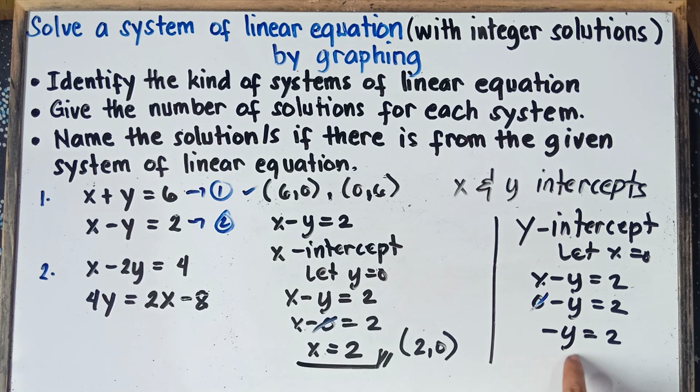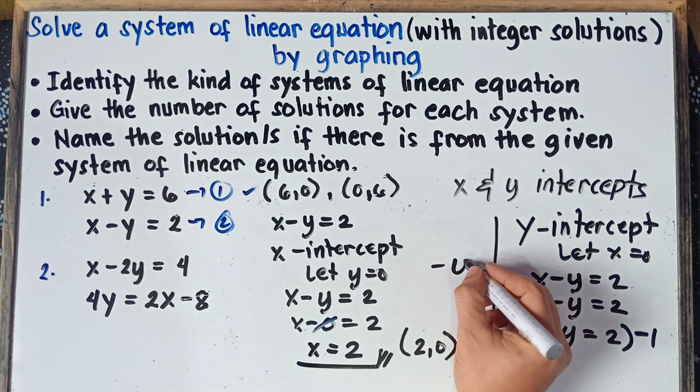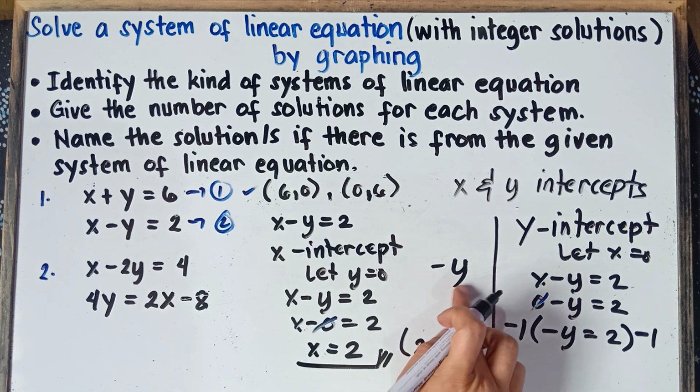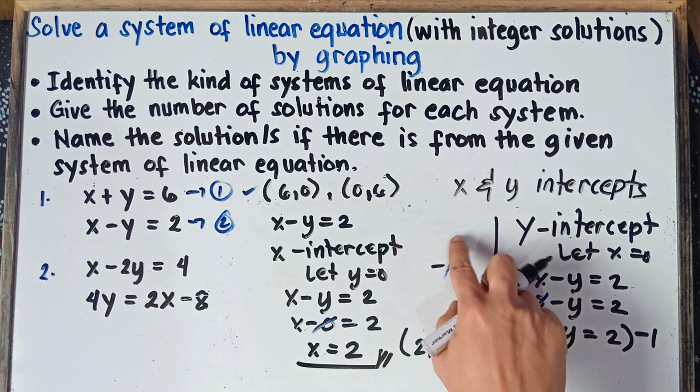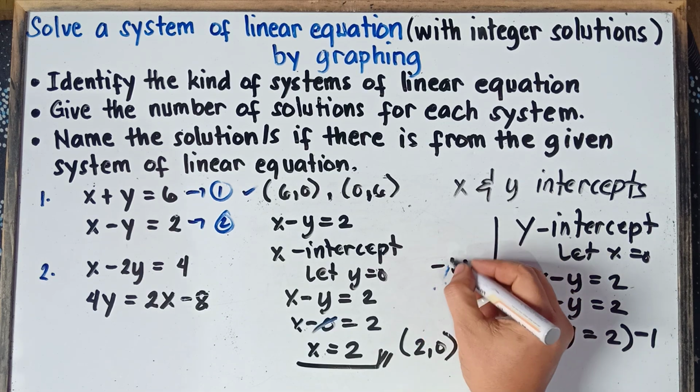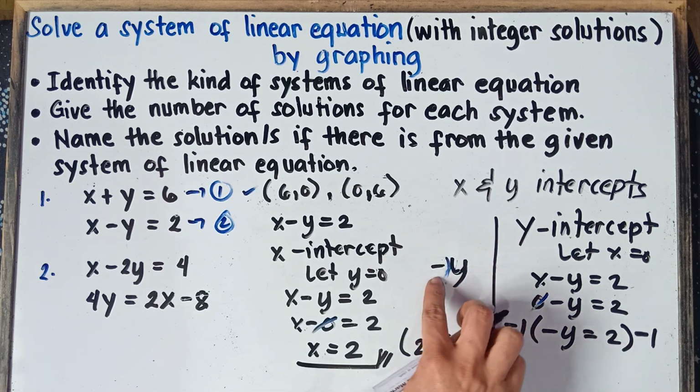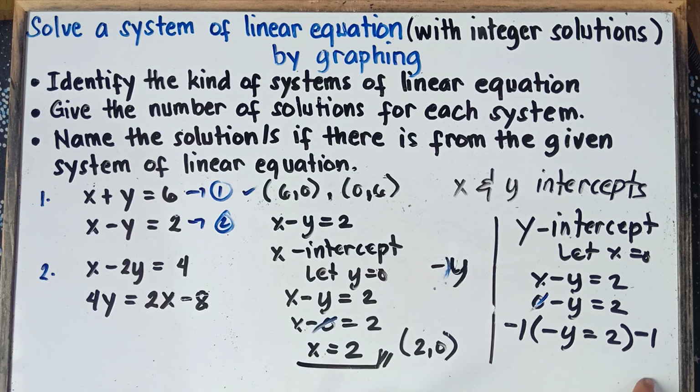Now since we have negative y, we need to multiply both sides by negative 1. Once again, class, you're not allowed to have negative y. It should be positive y; the number before y should be positive. Now, understand that there's a 1 here, and this is negative 1, therefore we need to multiply both sides by negative 1, because negative times negative is positive.